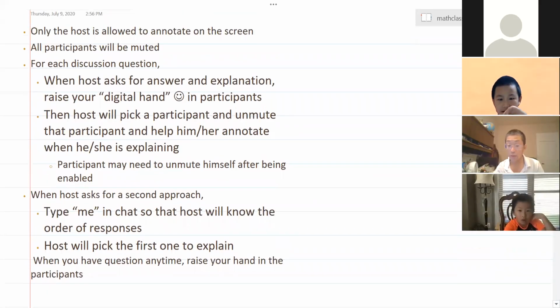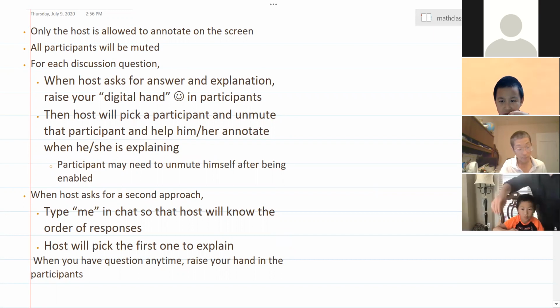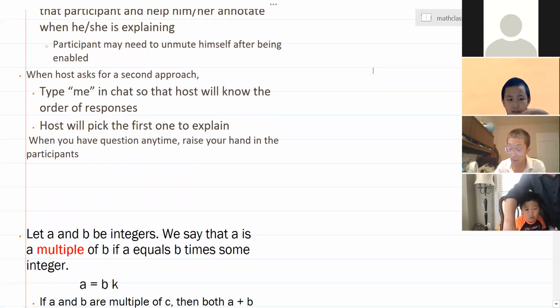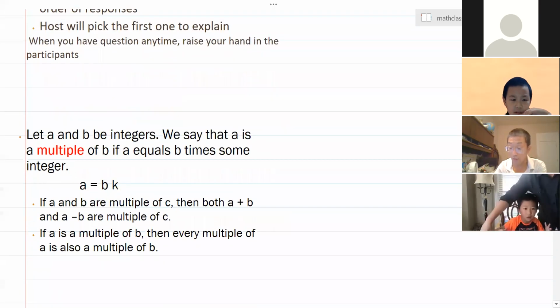So today we're going to study three different types of problems. One is called multiples. Another one is about divisibility tests. And then prime numbers. Okay. So let's go to the definition of the multiple of a number.